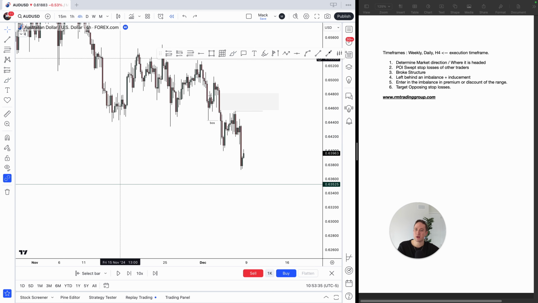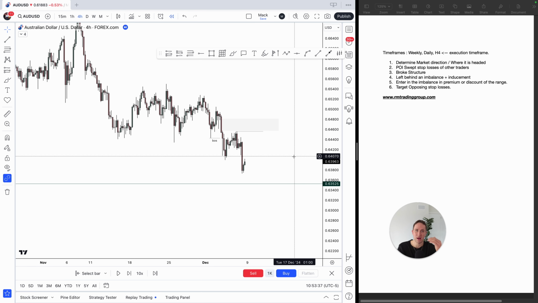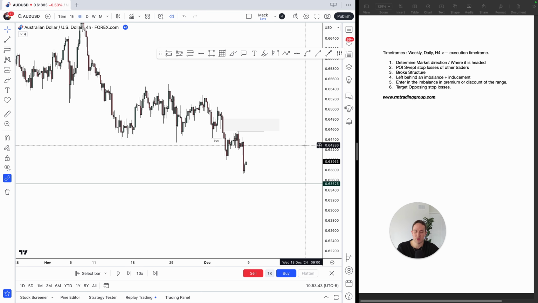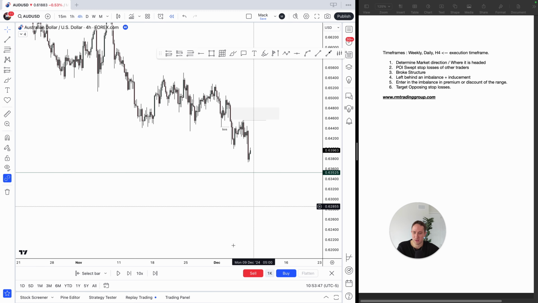Okay, so notice how much easier it is when you have the high time frame bias. We're only looking for shorts here because the weekly is bearish and the daily is bearish. So now we're only looking for shorts. It just keeps it very, very simple. So let's just play this out.